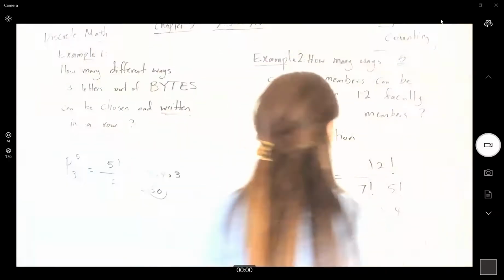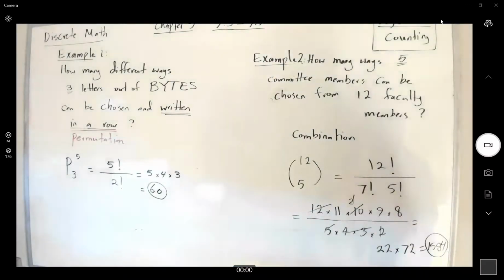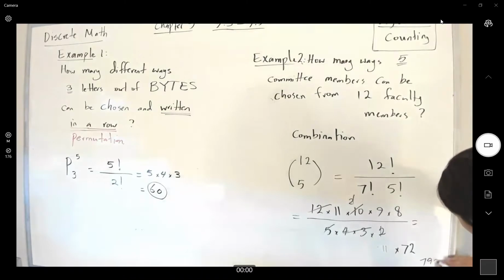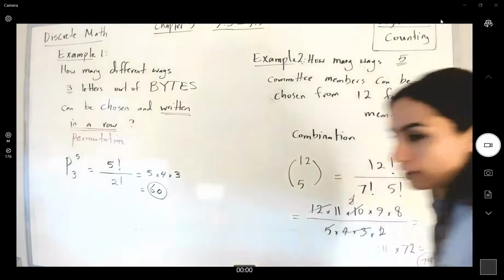So let's not forget to divide by 2. So it's going to be 11 times 72, and 792. Here we go. I forgot to cancel 2 and 2 out.